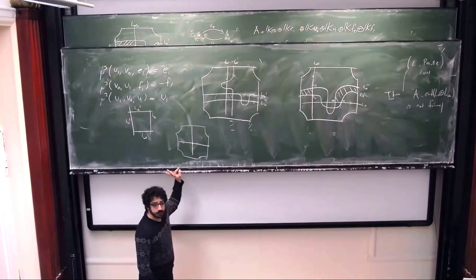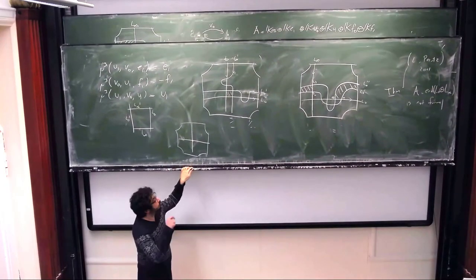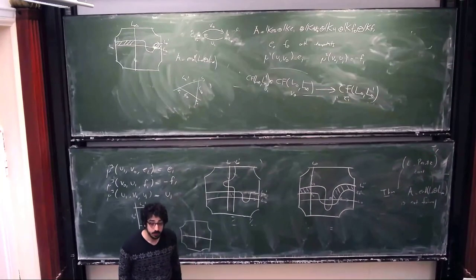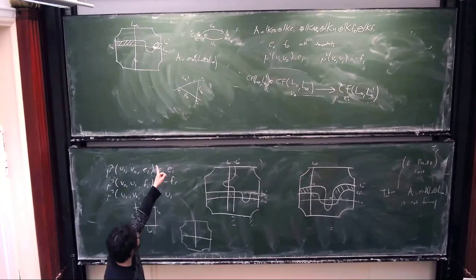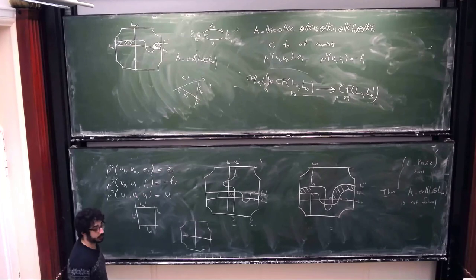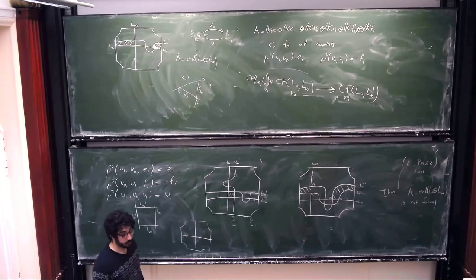Sorry, how is the line field here? The line field is the flat one. Is that the grading on this algebra? Yes, which is denoted by the subscripts. Could you comment on why you get this asymmetry? The Lagrangians L0 and L infinity are symmetrical, but the algebra is not. There are orientations: L0 intersects L infinity positively, but L infinity intersects L0 negatively.